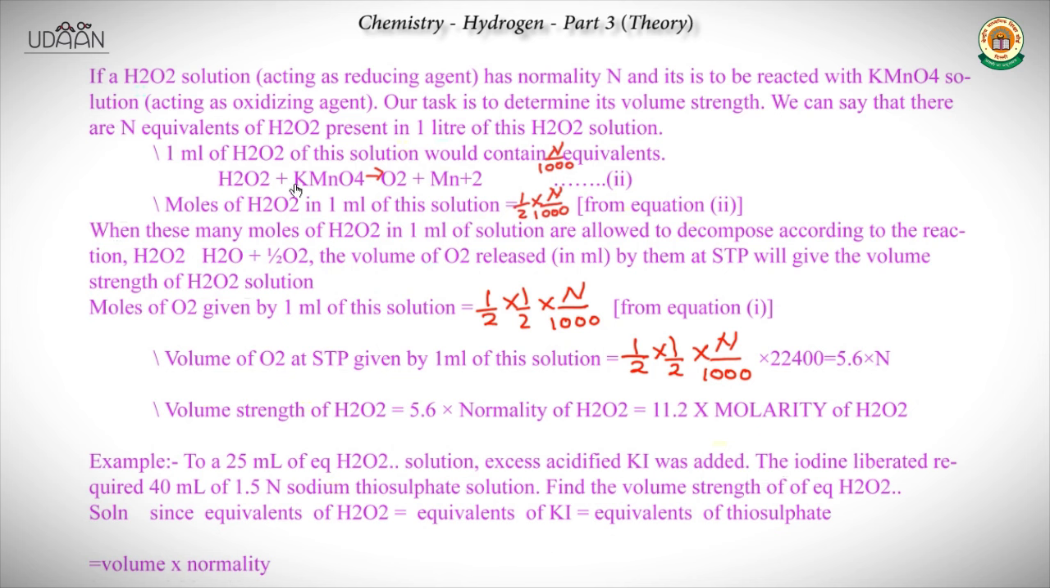This is the reaction in which Mn+2 is produced. When these moles of H2O2 in 1 ml of solution are allowed to decompose according to the reaction, the volume of O2 released by them at STP will give the volume strength. Now we calculate.